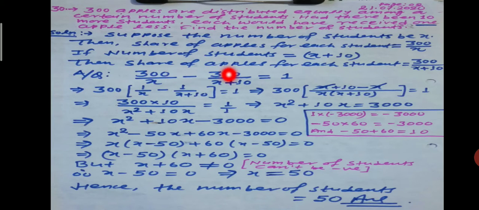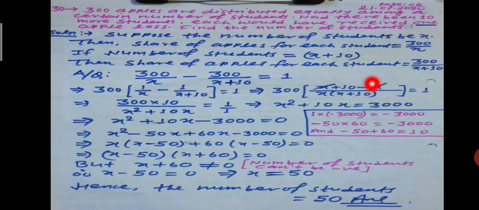Now 300 is common in both terms, so here 1 upon x will be left, and here 1 upon x plus 10 will be left, and it will be equal to 1. This implies that 300 and the LCM of x and x plus 10 will be x into x plus 10. So here x plus 10 multiplied by 1 will be x plus 10, and x multiplied by 1 will be x, which is equal to 1.